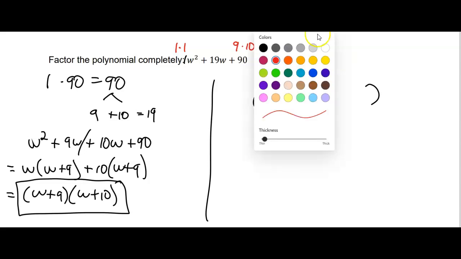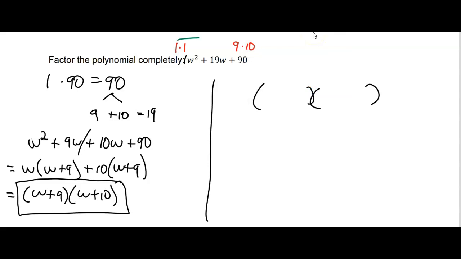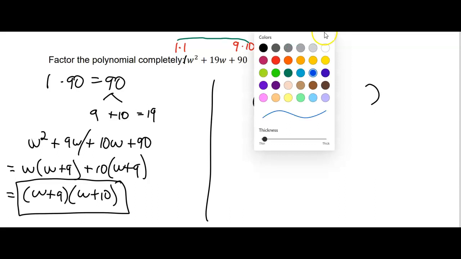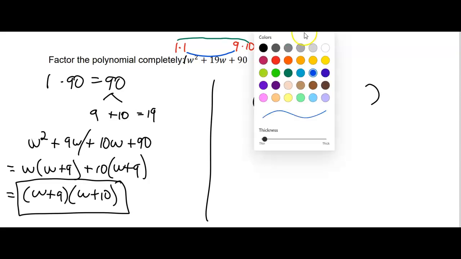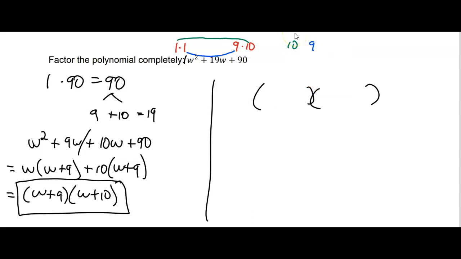And then I look at the outer product, that would be 10, and the inner product, that would be 9, and I ask myself, can I combine 10 and 9 to make the 19? And yes, I can. So the 1 and 1 represents w and w. The 9 and 10 just represent 9 and 10. And to make positive 19 and to multiply to be positive 90, they both need to be positive.